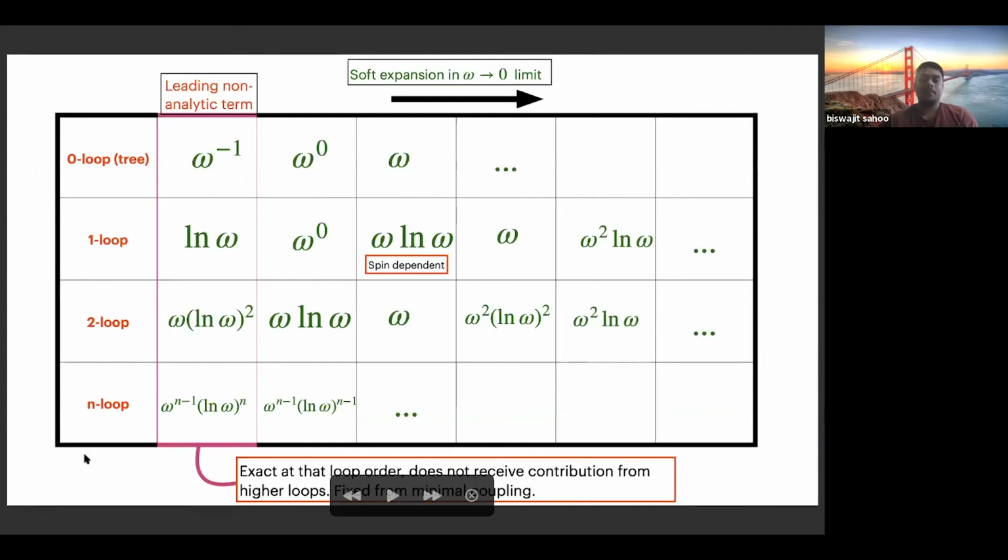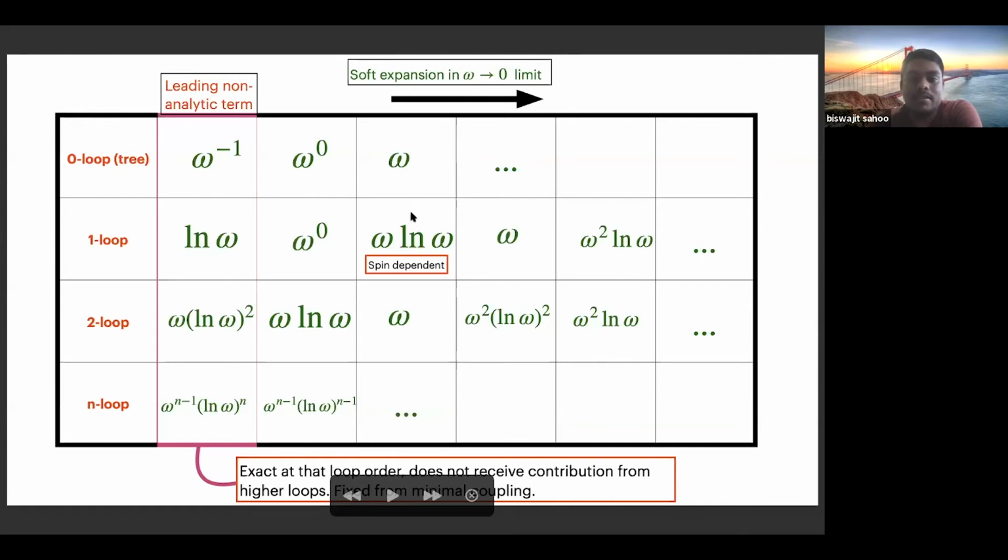So here I am giving a table showing from which order we will get contributions. From tree level we have seen that the leading soft factor goes like 1 over omega, the subleading goes like omega to the power 0, then subsubleading order omega, so you will have a Taylor series expansion in omega. From one loop the leading non-analytic piece turns out to be log omega, then you will have obviously omega to the power 0, and then omega log omega, omega square log omega, all these higher order terms.